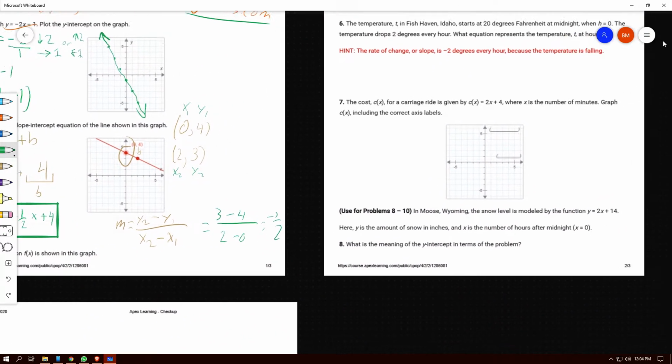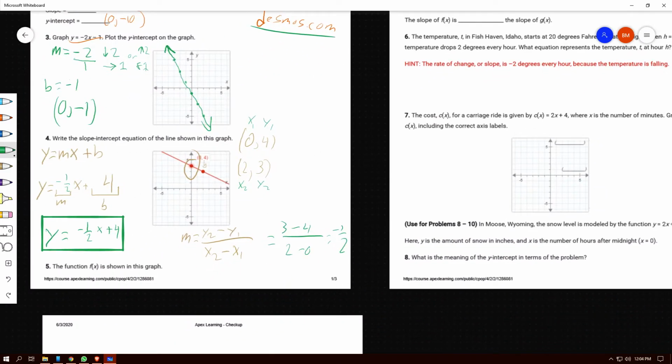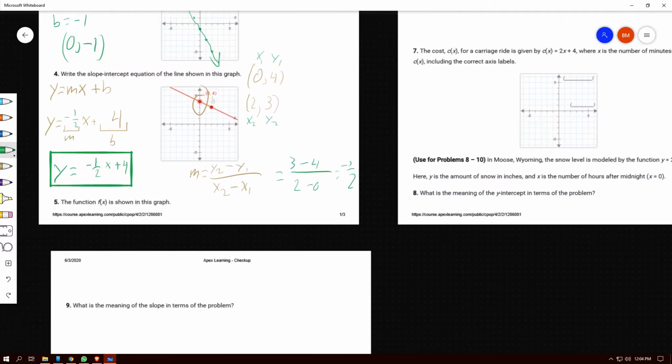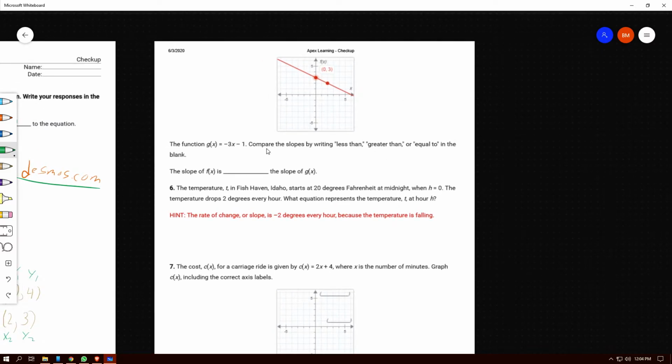All right, so the function f of x is shown in this graph. The function g of x is equal to -3x minus 1. We want to compare the slopes by writing less than, greater than, or equal to. Well, the only way we're going to be able to do this is we're going to have to actually calculate our slopes.